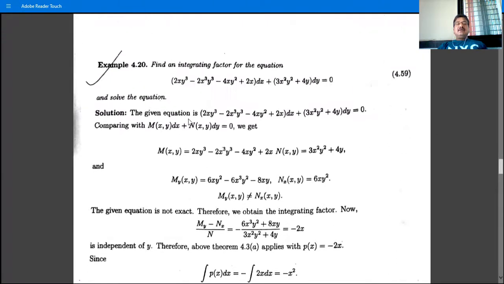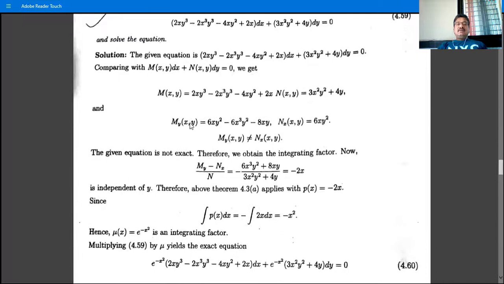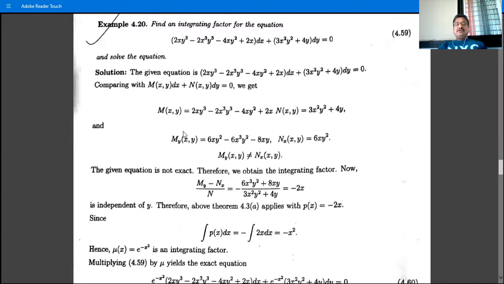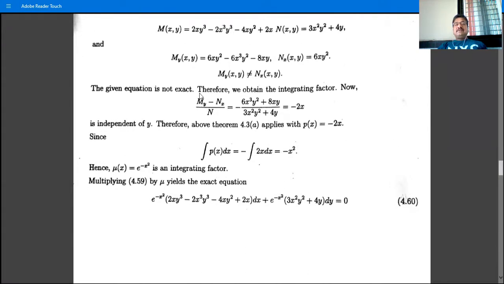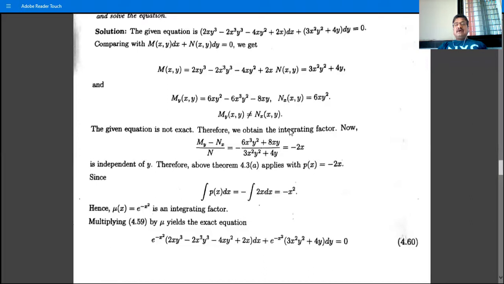Here the notation for del M by del y is M suffix y, and del N by del x is denoted by N suffix x. So if you find M_y, that is the derivative of M with respect to y, it is this, and with respect to x the derivative is this, and these two are not equal. Del M by del y is not equal to del N by del x, and therefore the given differential equation is not exact. But we have to solve the differential equation. We have to find the integrating factor.